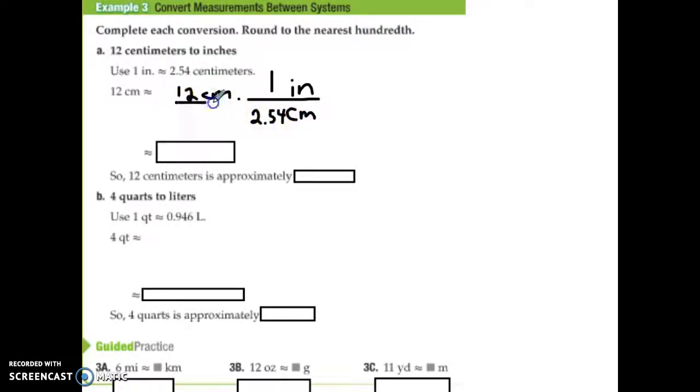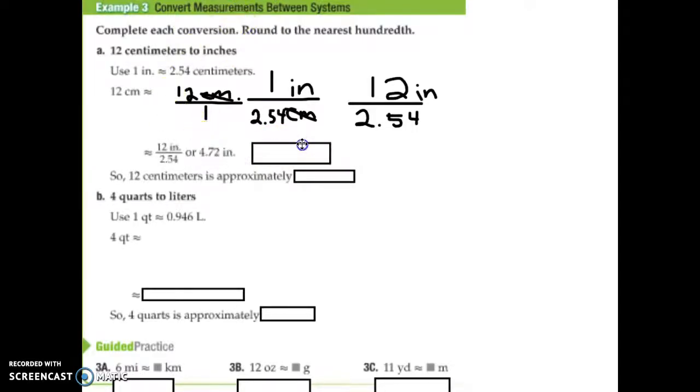Alright, I'll just put this over 1 if I want to. Centimeters are gone. On top, 12 times 1 is 12. On my bottom, 1 times 2.54 is 2.54. And inches is my label here. So again, turn it into a unit rate, take the top, divide by the bottom, and I end up with about 4.72 inches. This is our about sign. So there's our answer, 4.72.